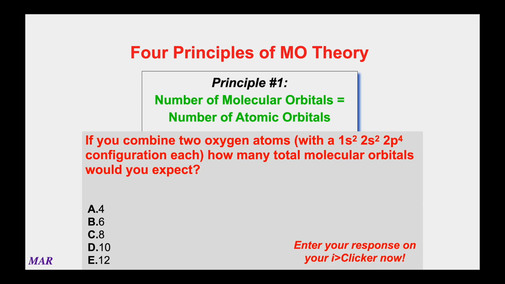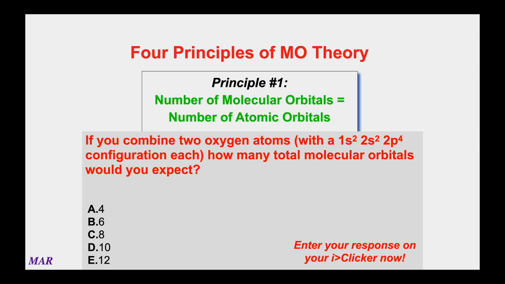No problem. So let's say that you combine 2 oxygen atoms together. How many total molecular orbitals would you expect? This is the kind of thing you can think about. So oxygen is 1s2, 2s2, 2p4. So each oxygen has 1 1s. It has 1 2s. But if you remember the 2p's, there's actually 3 of them. You can hold 6 electrons, 2 electrons per orbital, all right? So there's 3 2p orbitals per oxygen.